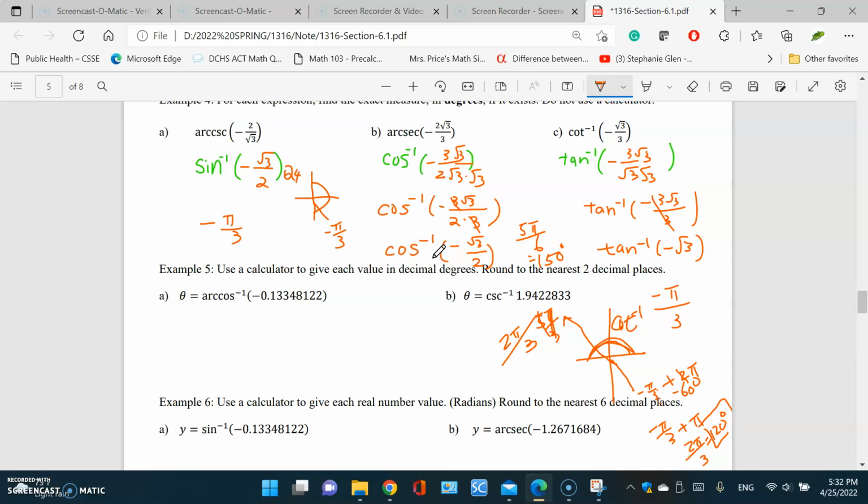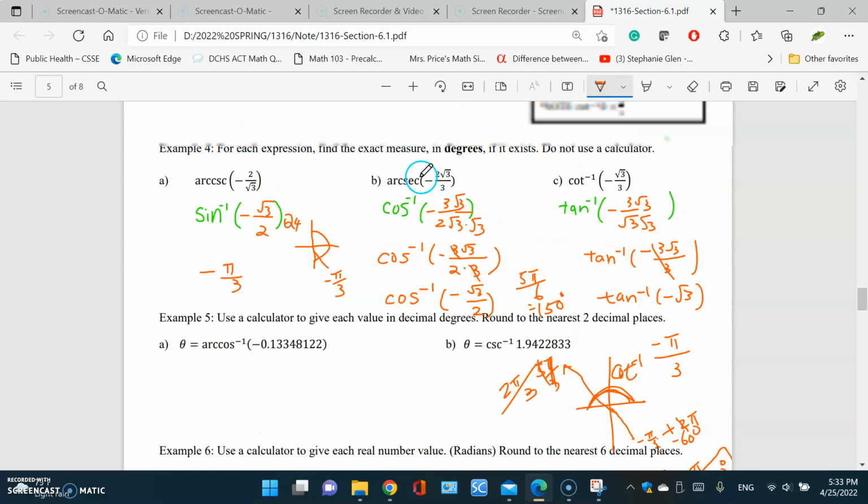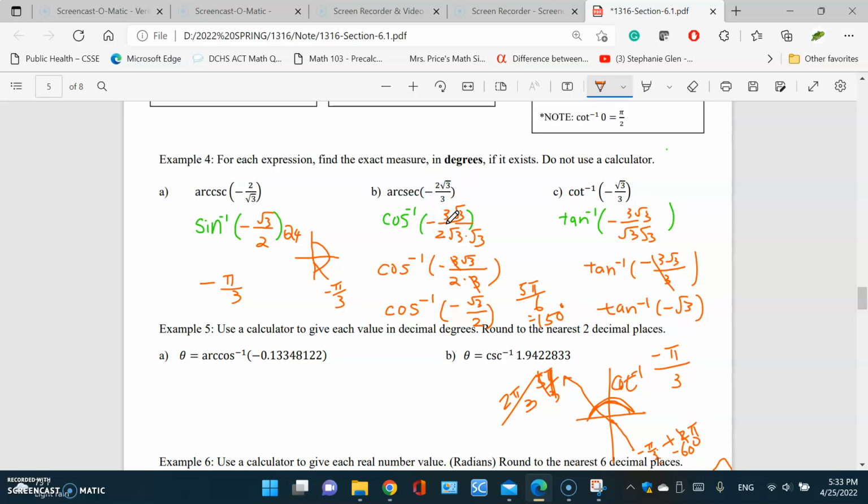When we have section 6.2, we will solve a trig equation, and we use the inverse of each function to find the angle. But we will do it a little bit differently from the work here. Alright, eventually that part is easier. So we will do that on Wednesday.